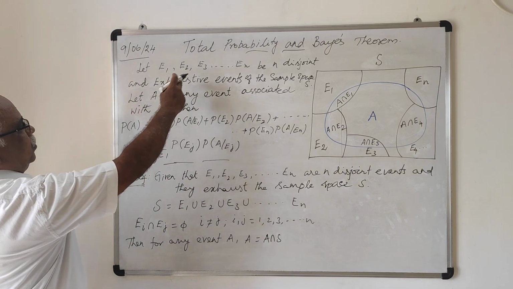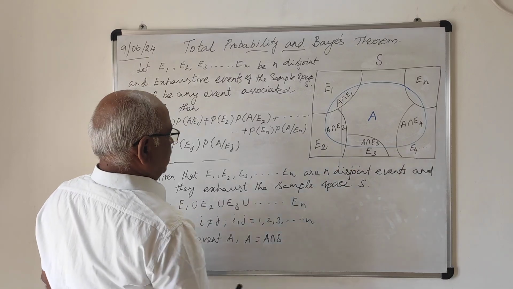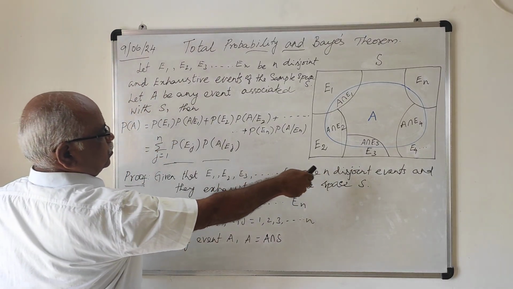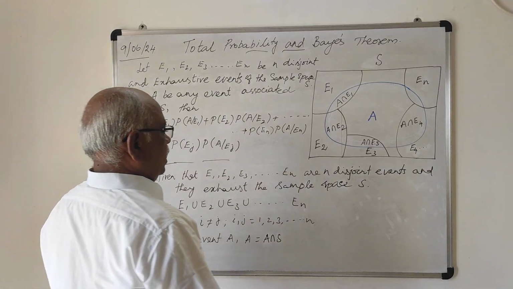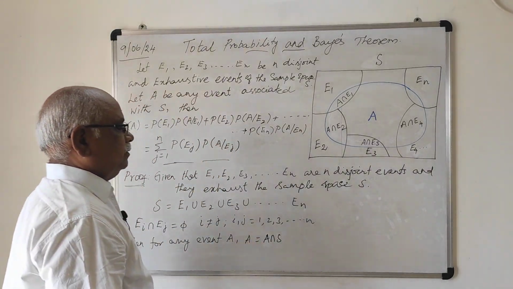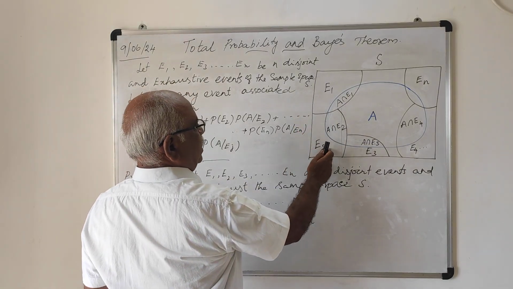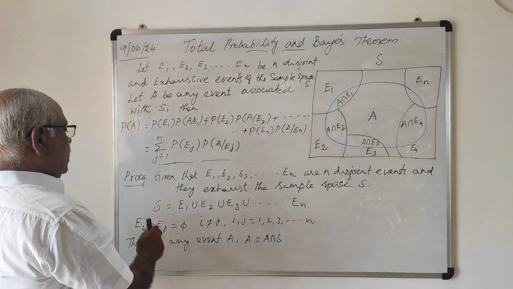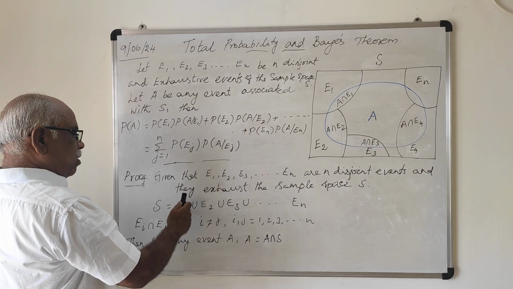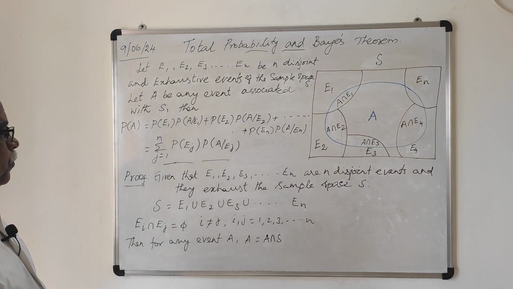Given that E1, E2, E3, etc., En are n disjoint events and they exhaust the sample space. Disjoint and exhaustive events of the sample space. That is, S equals E1 union E2 union E3 union E4 etc. union En. The union of all these n events constitutes the sample space S.